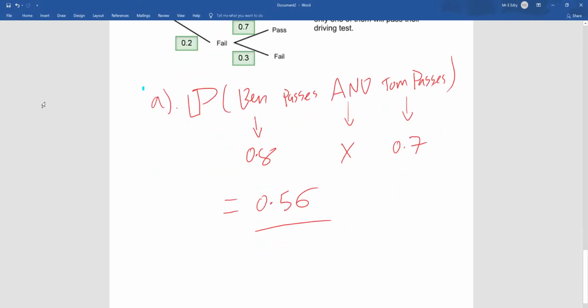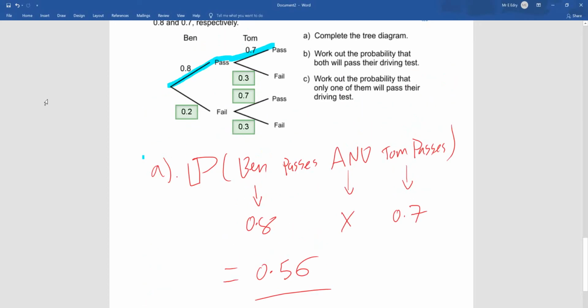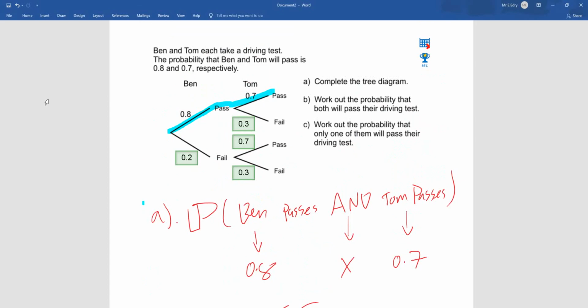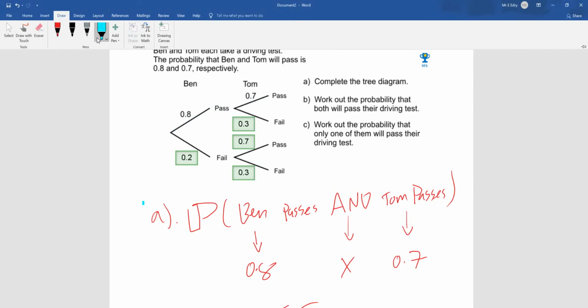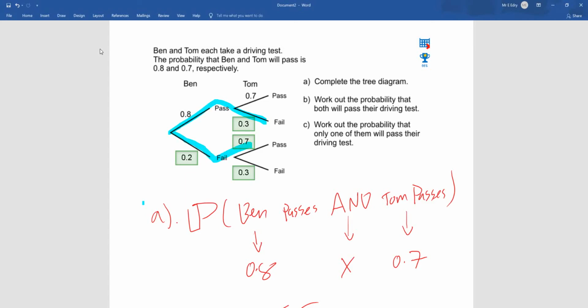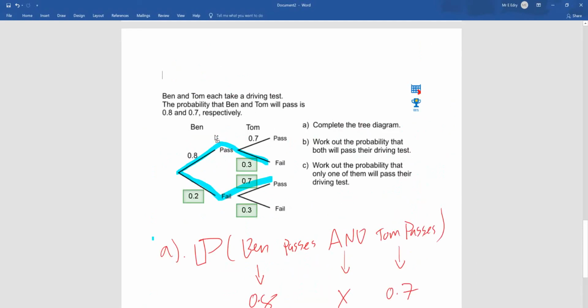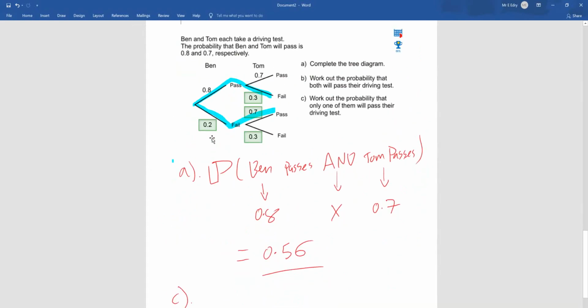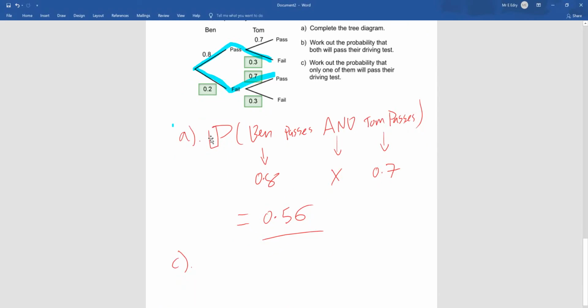So that's B. And then C, work out the probability that only one of them will pass the driving test. Well, let's have a look at the possibilities we could have. We could have Ben passes and Tom fails. Or we could have Ben fails and Tom passes. There were no other possibilities. So I would say here that we would need to do, because I don't really think that using the complement here would be too helpful, because you're just doing the same amount of work really.